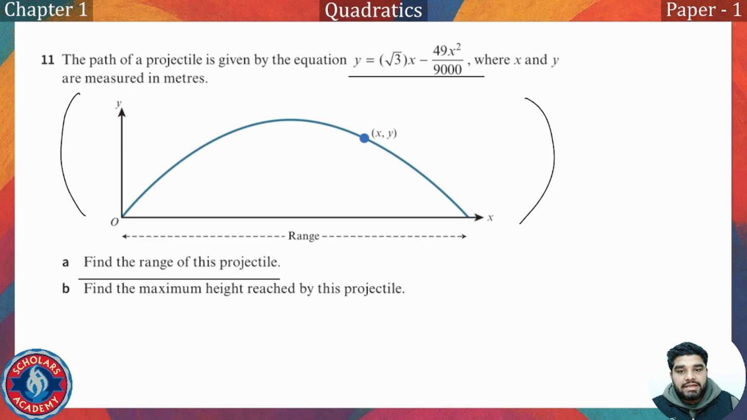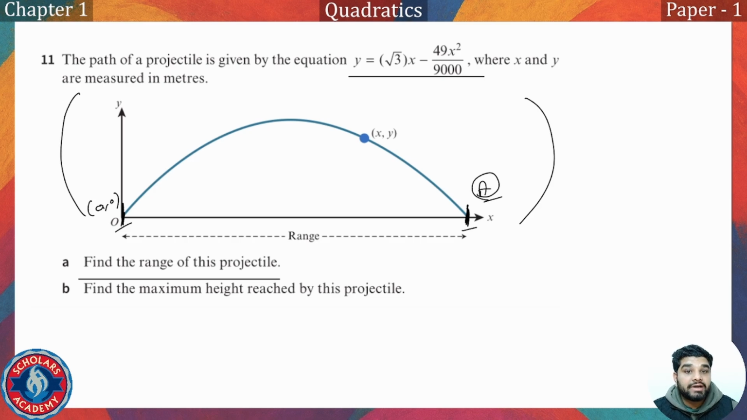First of all, find the range of the projectile. This range is measured by the distance from point O to point A. The difference of the x coordinates of A and O will give us this particular range. Since O is (0, 0), just the x coordinate of point A will give us the range.